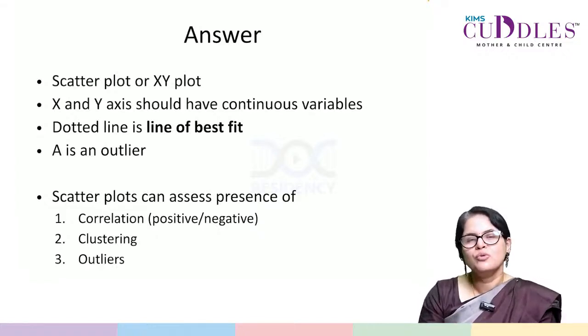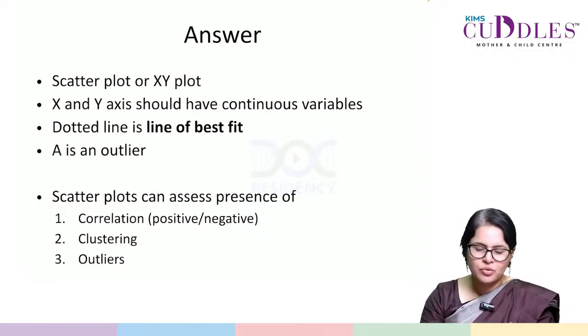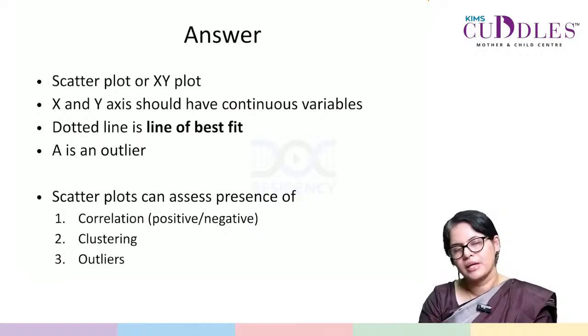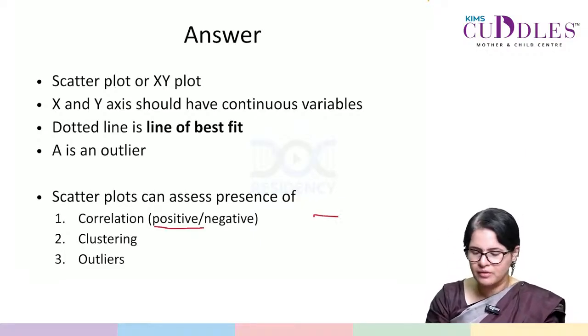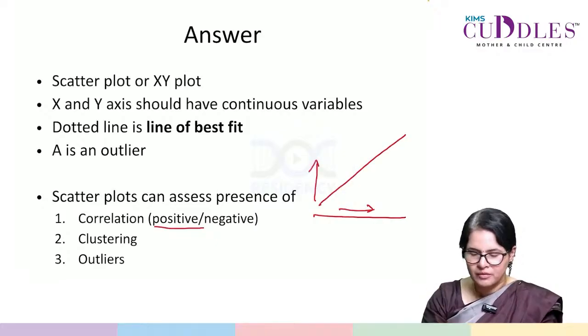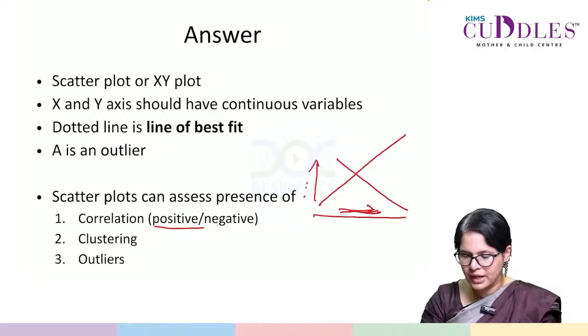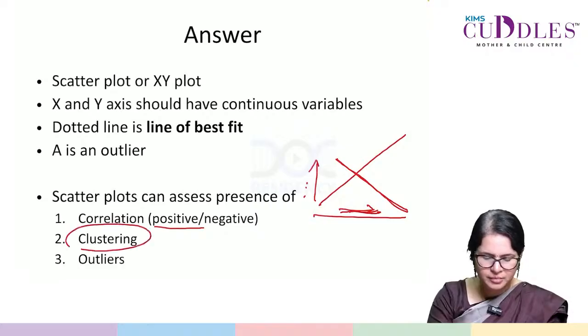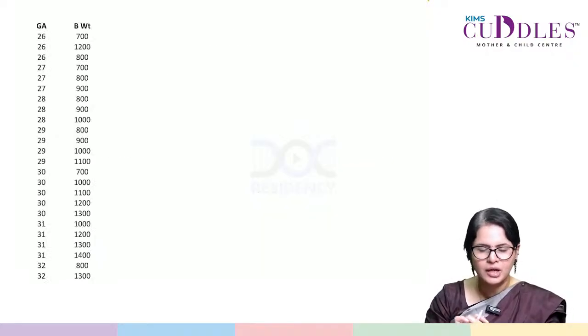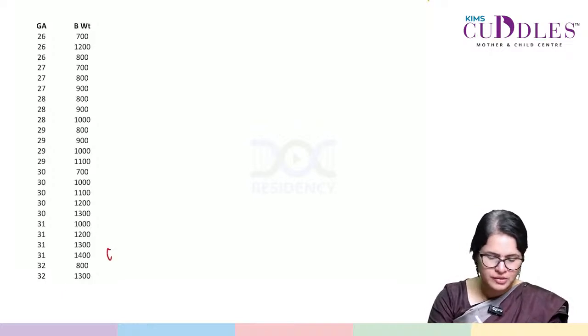So what is the use of scatter plots? Scatter plots are useful for assessing either positive or negative correlation. Positive correlation is when one parameter increases, the other parameter also increases. Whereas when one parameter increases, if the other parameter decreases, the line of best fit is going to look in this direction. And you also look at the clustering effect, where you see the maximum correlation, and you can identify the outliers.